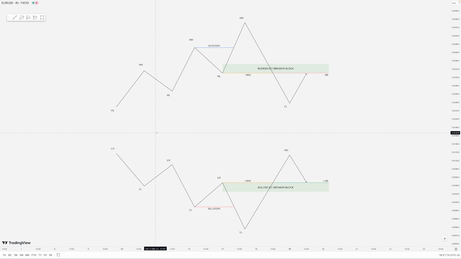The first step, what you want to look for and what creates a breaker block, is a raid on buy or sell stops. In a bullish example, it would look just like a normal uptrending market. In a bearish example, it would look just like a downtrending market. The second step is a market structure shift. In a bullish example, it would be when a previous lower high is broken. In a bearish example, it would be when a previous higher low is broken.